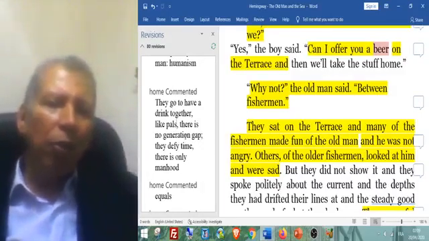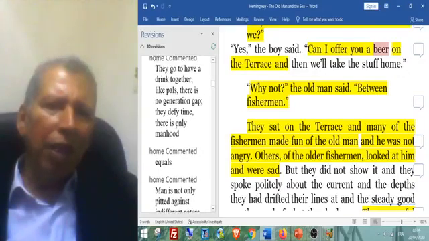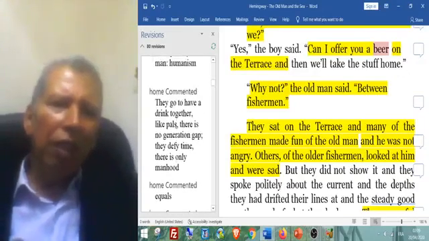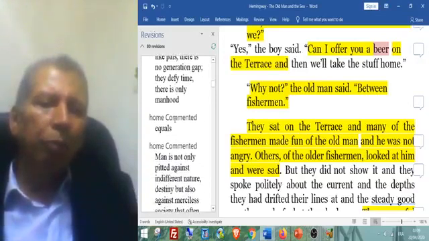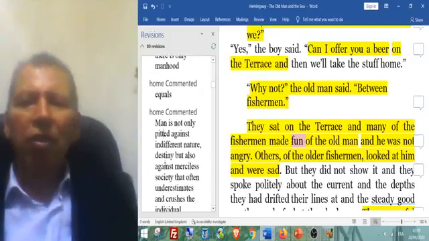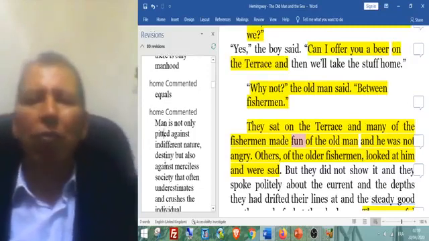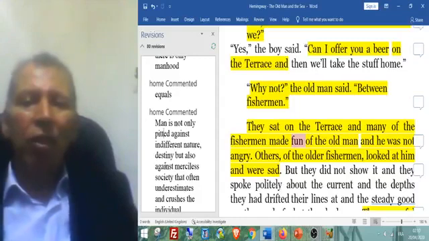They go to have a drink, as we said, and this beer is a kind of, yeah, they're going to have a drink together. They sat on the terrace, and many of the fishermen made fun of the old man, and he was not angry. Others of the older fishermen looked at him and were sad.